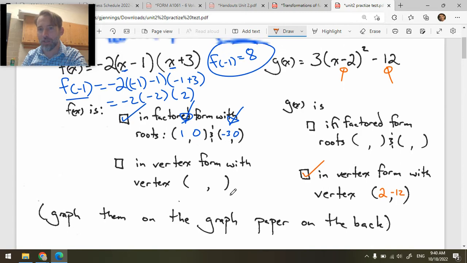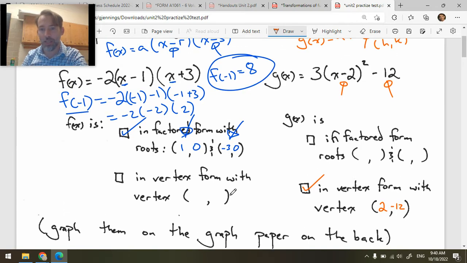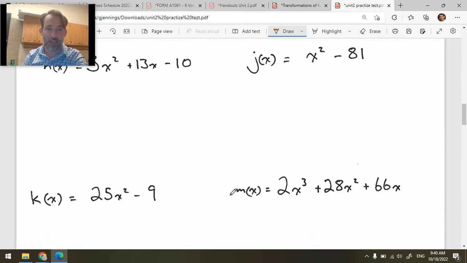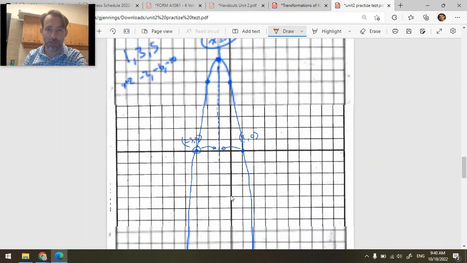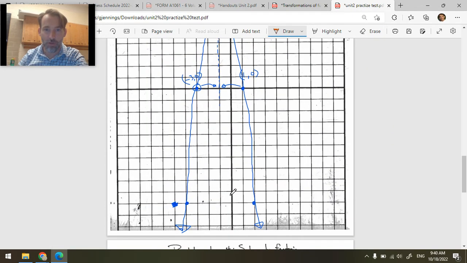So let's graph it. First thing that we're going to do is put the point (2, negative 12) on there. So let's go find that point. Okay, so here we go. We're going to count from the vertex, from the (0, 0) here, and we're going to go over 2 and down 12. 1, 2, 3, 4, 5, 6, 7, 8, 9, 10, 11, 12, right at the bottom of the page. Wow. And then with this one, we can go straight to the step pattern to find the other points.